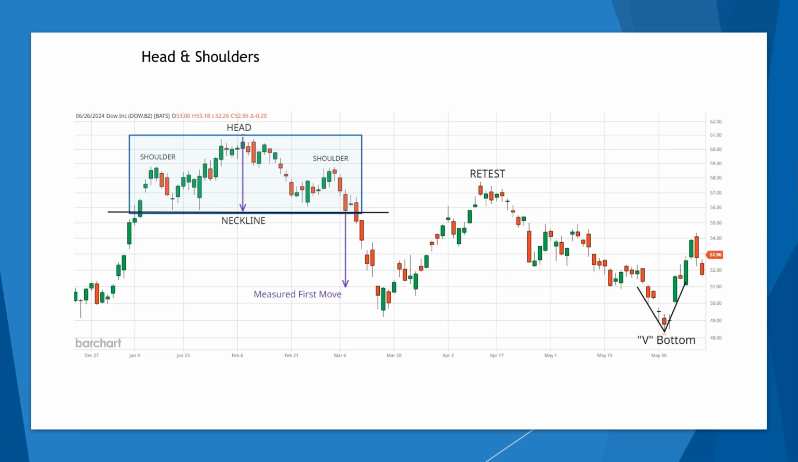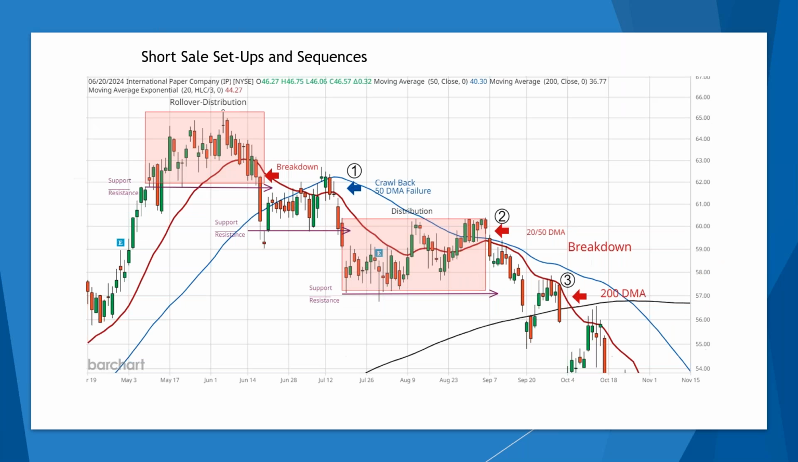But head and shoulders can also be looked upon as something called a distribution. Distributions is where shares change hands. Again, I don't want to insult anybody here, but from the smart to the dumb, or institutions to the retail, or the wise to the greedy. Distributions can be identified as sideways price action with a lot of swings back and forth, and you will recognize that by large body candles. In other words, large green candles and large red candles as the market swings back and forth.